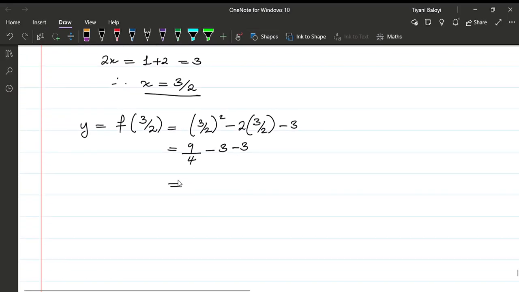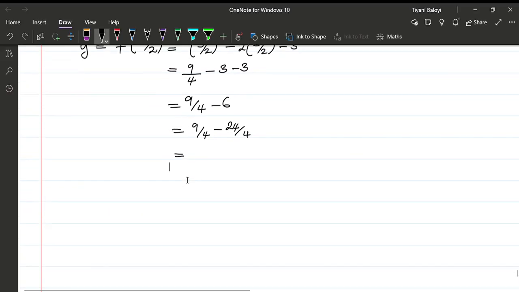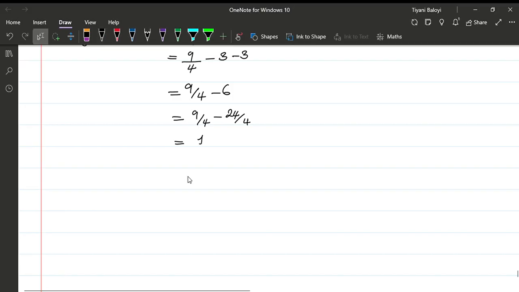So 9 over 4 minus 6. So this is 9 over 4 minus 24 over 4, which would still give you 6. So you just have 9 minus 24. If you were to minus 10, you will get 14. So since you are minus 9, you get 15. So that's 15 over 4. If you use a calculator, it will give you the same thing.